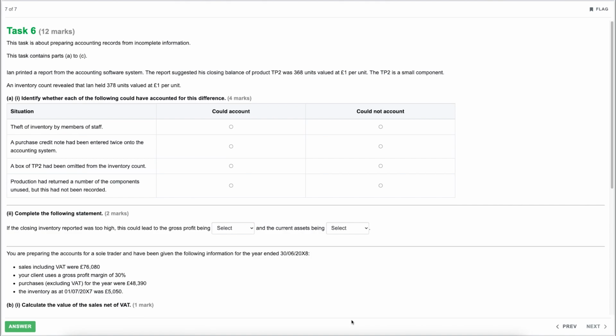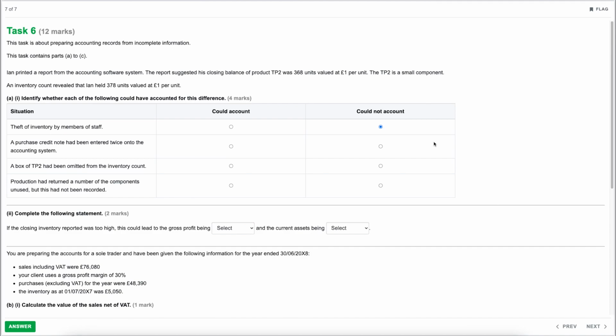So let's have a look at each situation and think which would be a possible reason and which one couldn't be. So the first one, theft of inventory by members of staff. Well, this definitely wouldn't account for the difference between the two. If there'd been a theft of inventory by staff, that would have meant that the physical inventory, there would be a lower number physically available than what was recorded on system. So that definitely wouldn't be a reason.